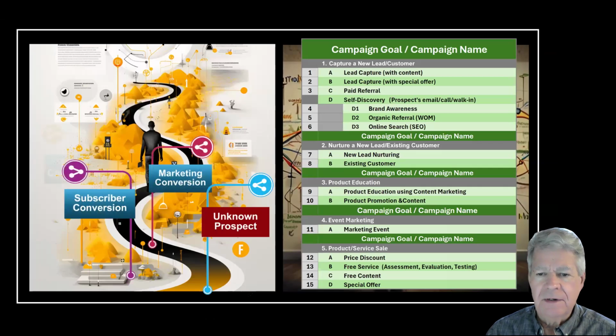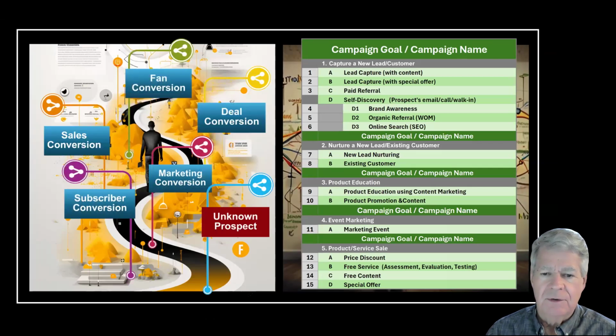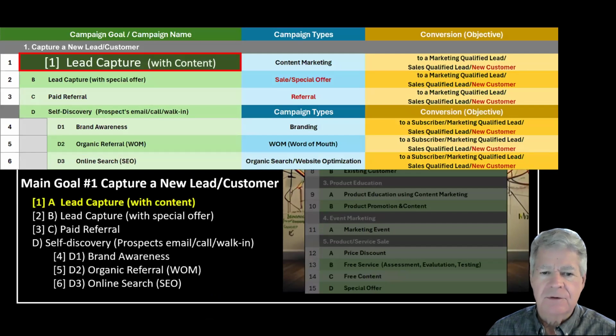Most, if not all, of your main campaign goals should focus on the key conversions in the customer journey. On the right, you see our 15 basic campaigns listed under our 5 main goals. Main goal number 1 is to capture a new lead or a new customer. There are 6 campaigns under main goal number 1. They're numbered 1 through 6, but also by the letters A, B, C, and D1, D2, and D3, because the last 3 are listed under self-discovery, a type of campaign where the customer finds you.